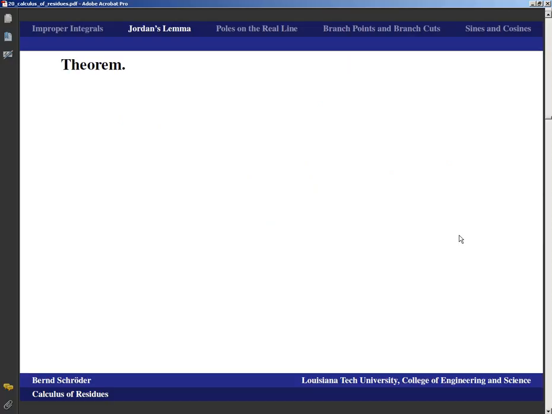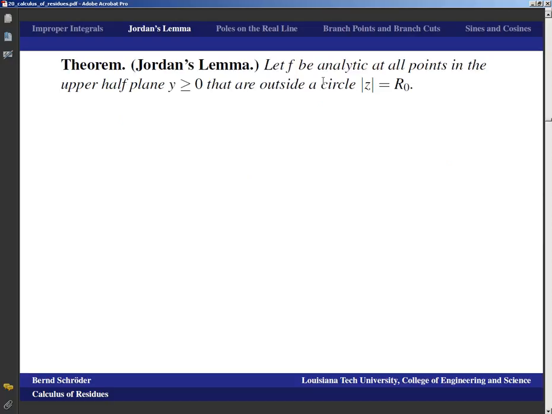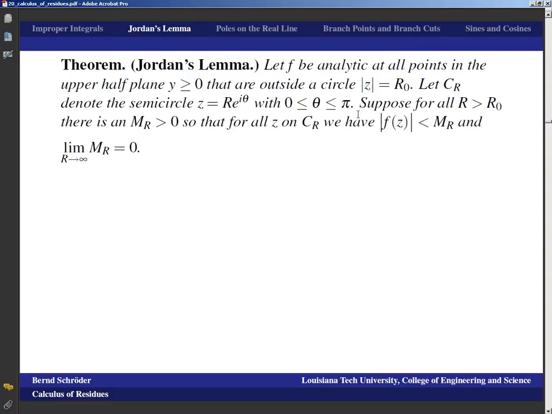Well, now we're going to take another sidestep into theory. We're going to talk about something called Jordan's lemma, and we'll see from the formulation why we're interested in it. Jordan's lemma says that if f is analytic at all points in the upper half plane that are outside a circle, absolute value of z equals r0, and if we let CR be the semicircle, z equals r e to the i theta, the typical parameterization where theta goes from 0 to pi.